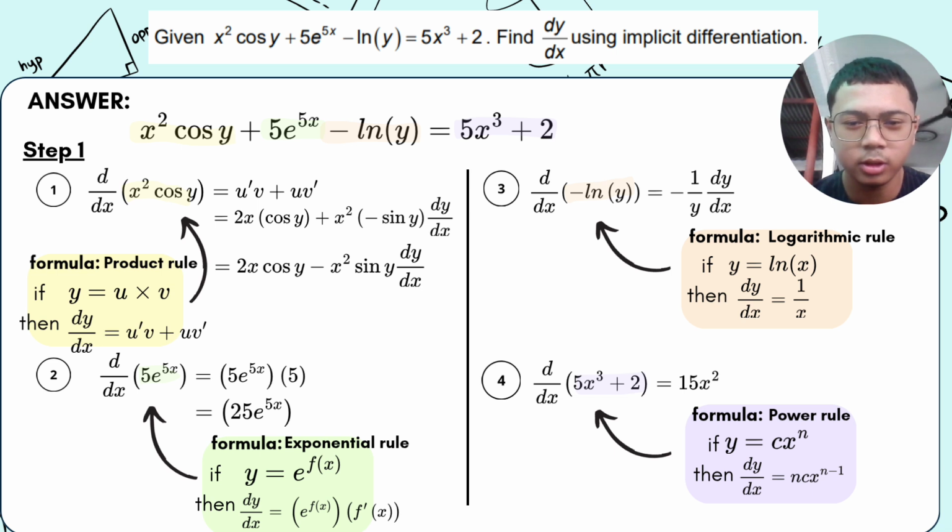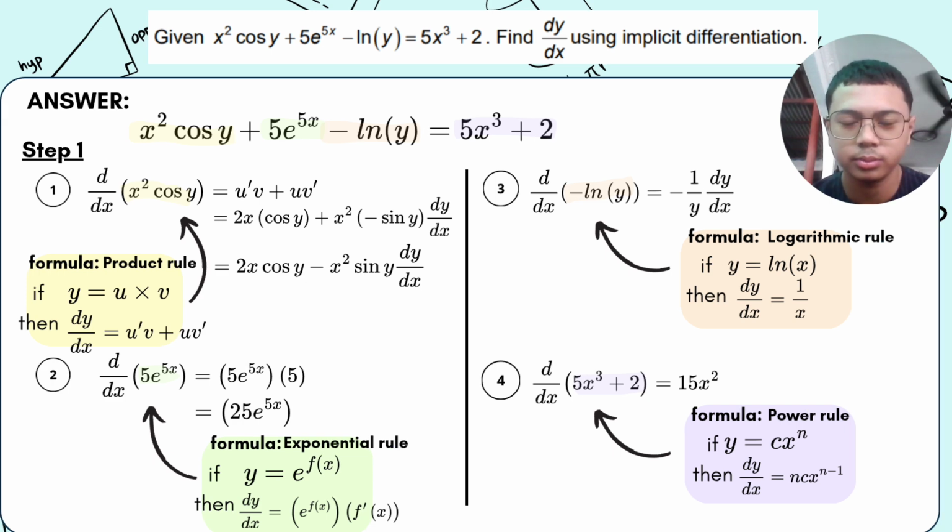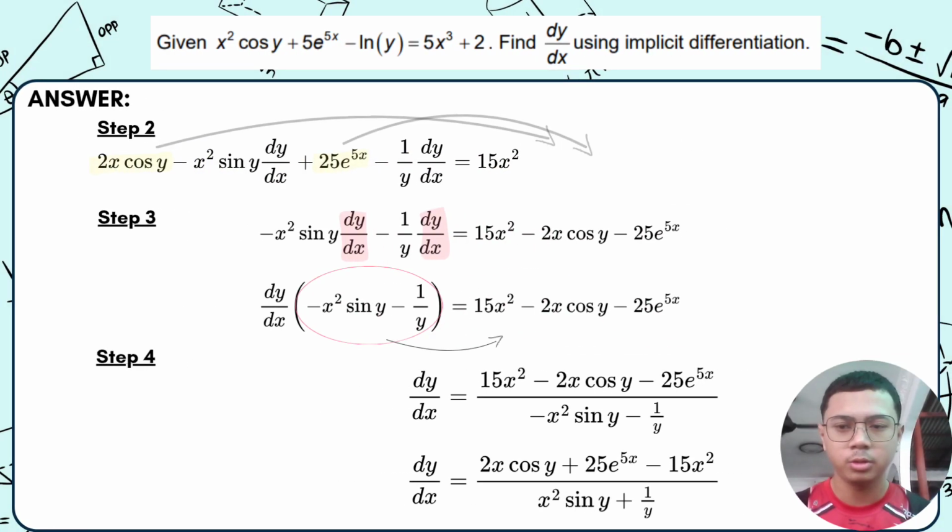Term number 4 is d over dx of 5x power 3 plus 2. We use the power rule, and the answer is 15x power 2. For step 2, our equation after differentiation looks like 2x cos y minus x power 2 sin y dy over dx plus 25e power 5x minus 1 over y dy over dx equal to 15x power 2.